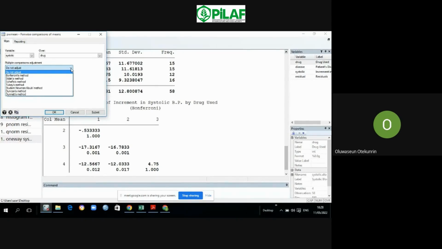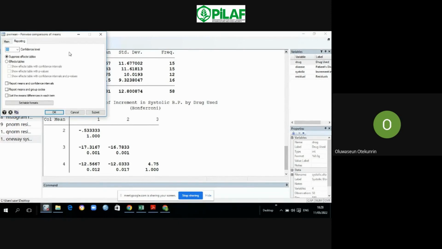So let's now take another popular one. That's Tukey's method. So choose Tukey's method and then go to the reporting section. The reporting section, you see the confidence level, 95, 99.1, 99.5, and so on and so forth. But let's leave it at 95. Then let's now click effect tables. Click effect tables and check that box that says show effect tables with confidence intervals and p-values. Show effect table with confidence interval and p-values. And then you submit.